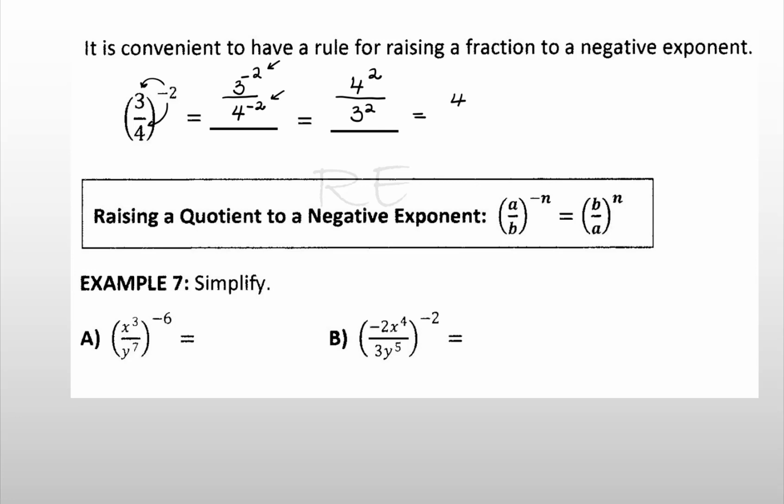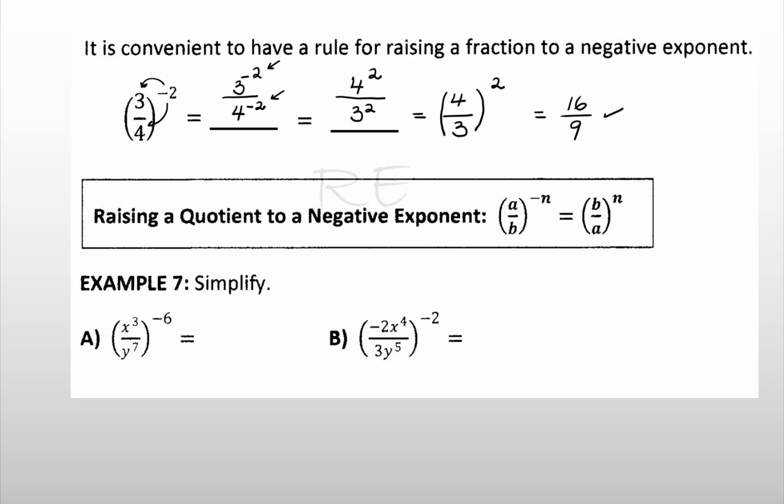Rearrange it, it's 4 over 3 to positive 2, to the second. So we flip and we change the sign of the exponent. Our final answer will be 16 over 9.